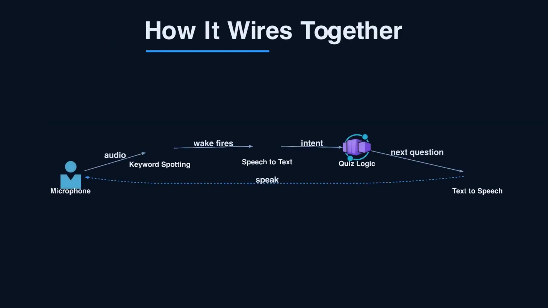Here is how the pieces wire together. The microphone feeds on-device keyword spotting first. Only after the wake word do you open a cloud stream. Intent matching scores the spoken answer. Your quiz logic tracks the score. Keep that logic stateless where you can. Text-to-speech reads the next question back to the player.